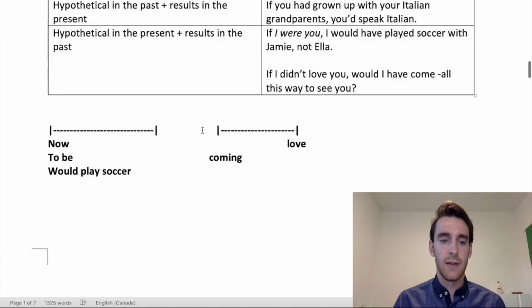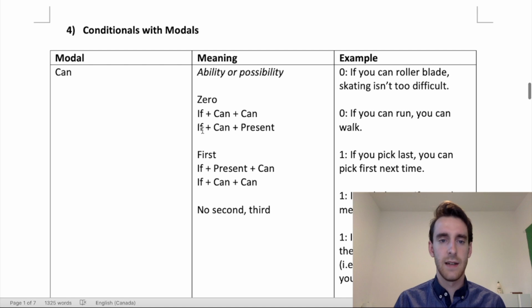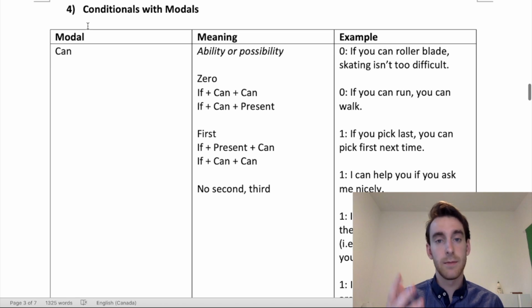Let me scroll down here. Alrighty. I don't know why there's a 4 here, but that's the way she goes.